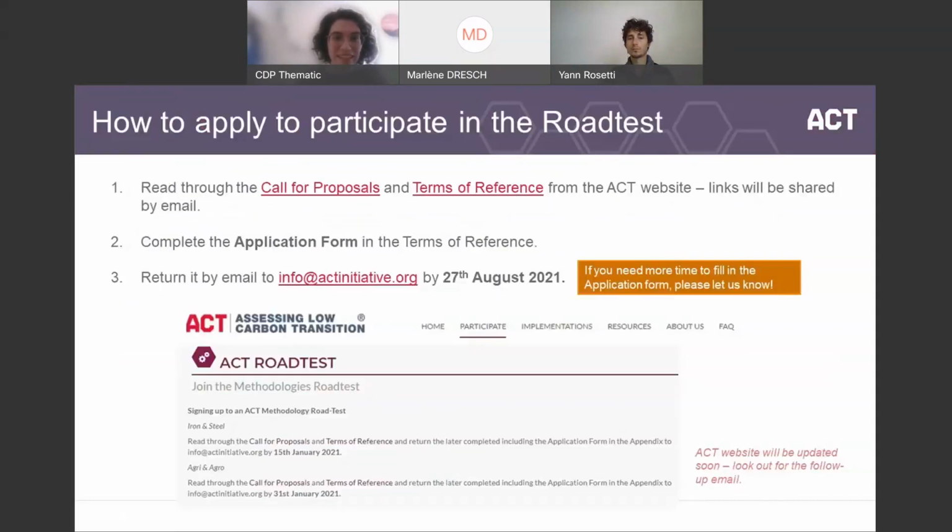Right. So moving on to the next steps, we'll do that quite quickly. If your company would like to participate in the road test, we've got 2 documents to read through, the call for proposals and the terms of reference. They will both be on the ACT website. We're currently updating the website and we'll share that by email just to make sure that you've got the direct links as well. And we'll ask that you complete that and send it back to us by the end of August. And again, we'll share the email address to send it to by email. If you are interested and need more time to fill in the application form, just let us know and we can figure out the best way forward.